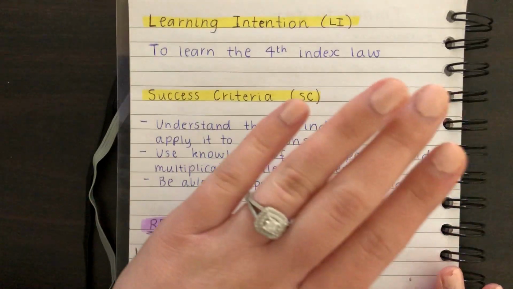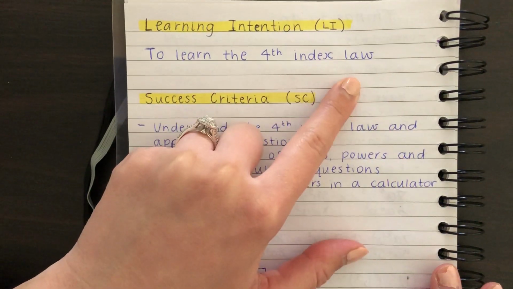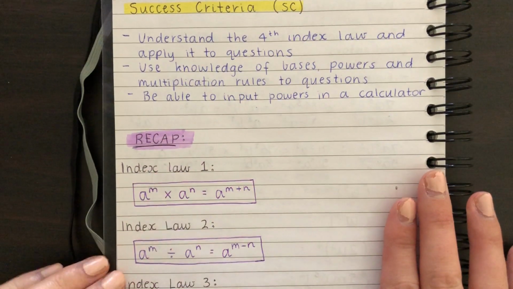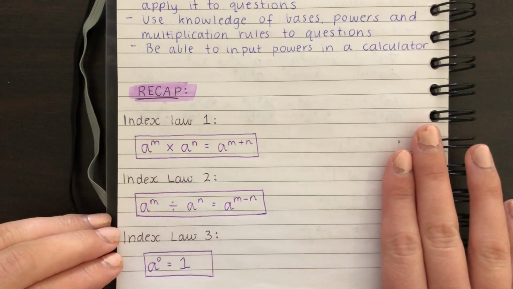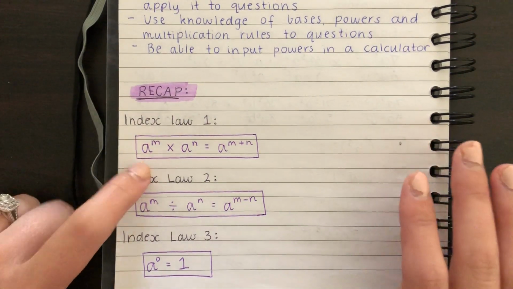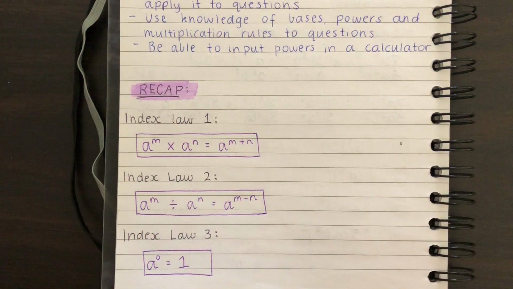So we will learn about the fourth index law today, but before we do, we'll just go through a little recap of what I taught you when we were at school. So there are 6 index laws altogether. We learnt the first 3 at school.